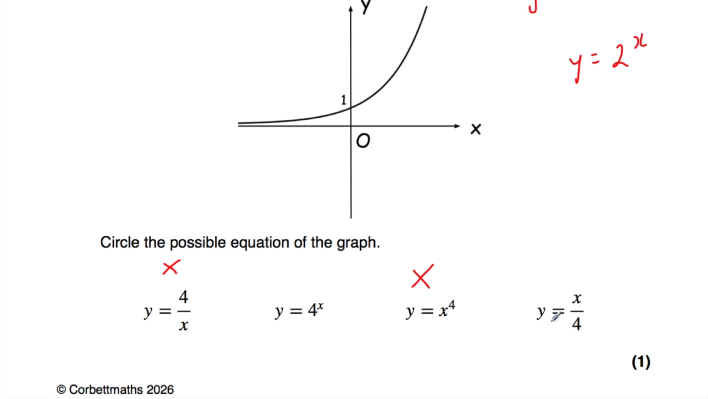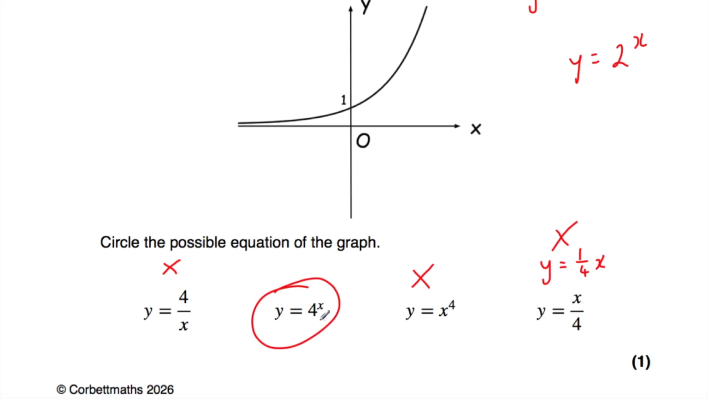And then finally, y equals x over 4. Well, actually, if I write that in a slightly different form, y equals a quarter x, just bringing that divide by 4 in front and writing a quarter x, because obviously multiplying by a quarter is the same as dividing by 4. This is actually a straight line graph with a gradient of 0.25, so it's not that one. So that's our exponential graph there.